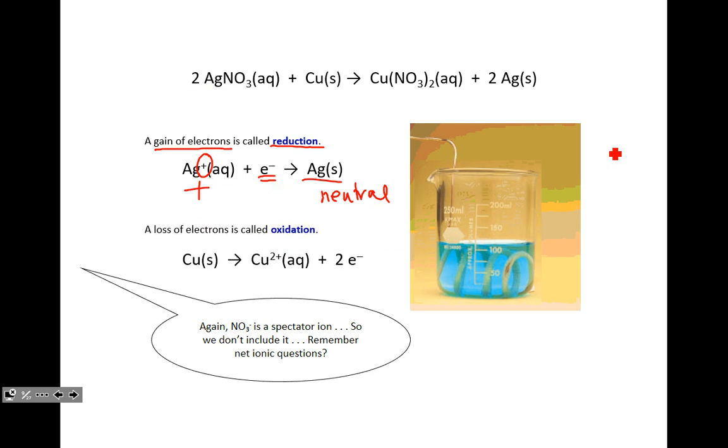And a loss of electrons is called oxidation. I have a solid here, it's neutral. So really what that means, it has a charge of 0. To go from 0 to +2, I would have to have lost 2 electrons. Okay? Again, sodium nitrate is a spectator ion, so we don't include it.